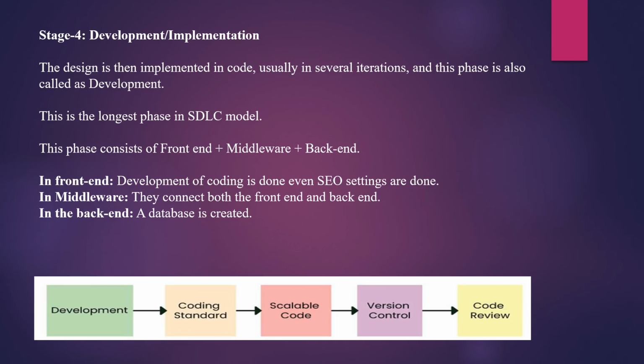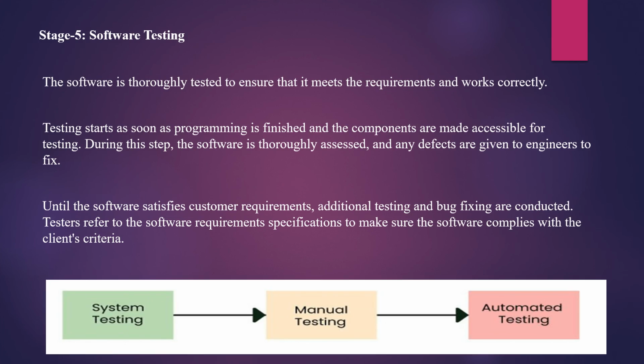So here you can say some popular languages which are used like C, C++, Python, Java are put into use as per the software regulations. So here development, then coding standard, then scalable code, version control and code reviews are done in the development phase of the software development lifecycle. The fifth stage is software testing.